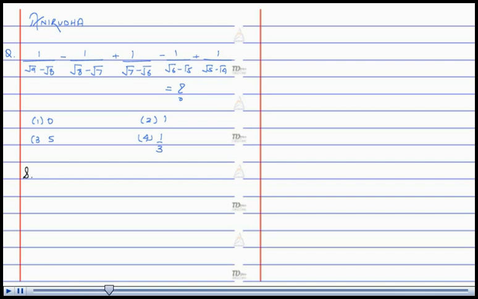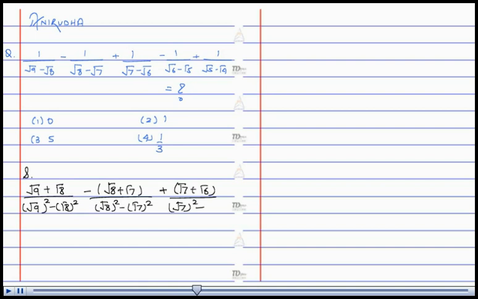Now on rationalizing each of the terms in the above expression, we have root 9 plus root 8 upon root 9 square minus root 8 square, minus root 8 plus root 7 upon root 8 square minus root 7 square, plus root 7 plus root 6 upon root 7 square minus root 6 square, minus root 6 plus root 5 upon root 6 square minus root 5 square, plus root 5 plus root 4 upon root 5 square minus root 4 square.